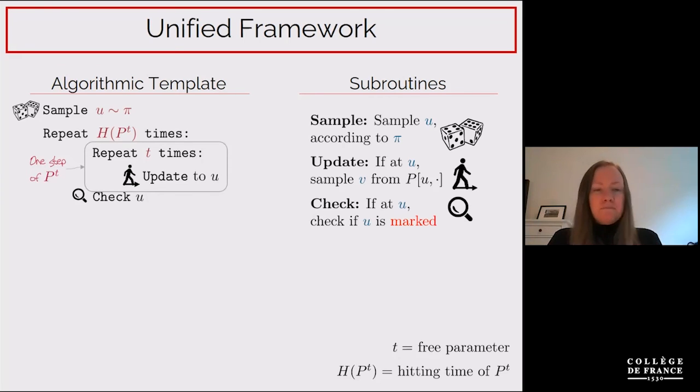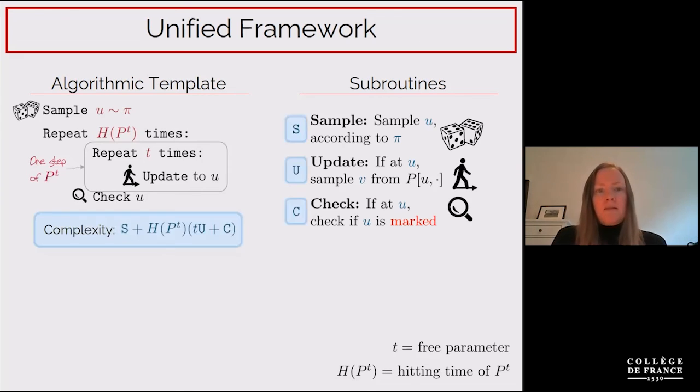By the way, notice, very importantly, P to the t has the same stationary distribution as P. So the first step doesn't change. And we haven't changed the marked set, so the checking step hasn't changed. Thus, we just get this complexity here.